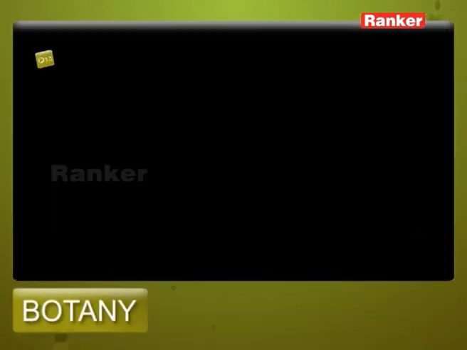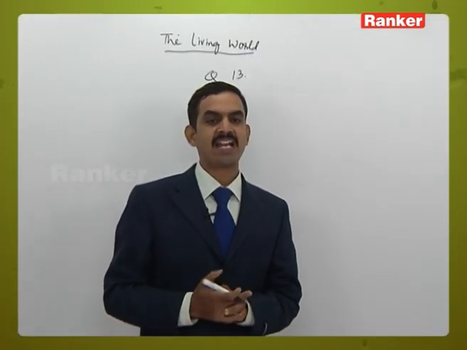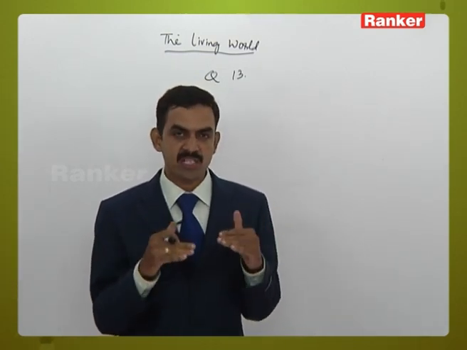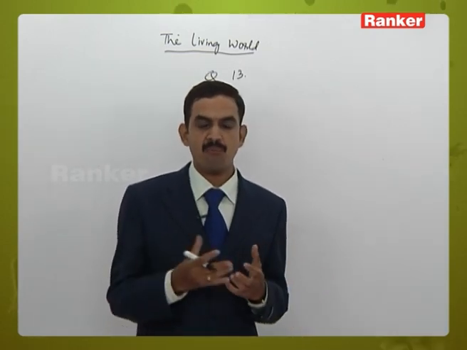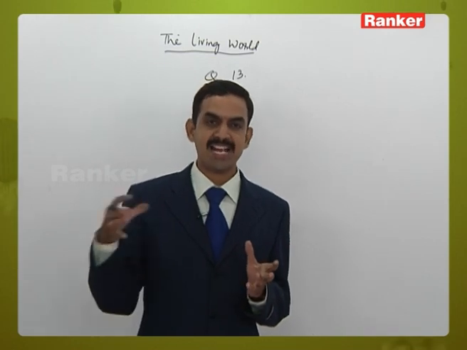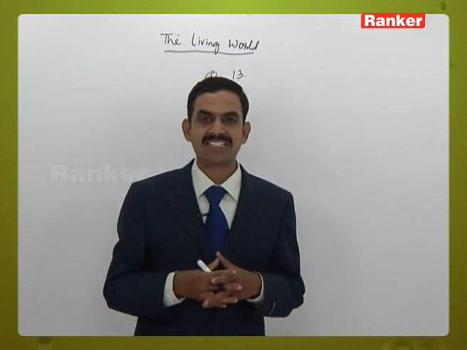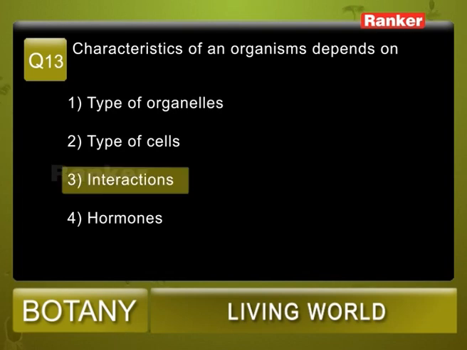Question number 13, the characteristic of an organism depends on options: 1 type of organelles, 2 types of cells, 3 interactions, and 4 hormones. Here an organism is characterized by the interactions which are taking place inside the cells, that is, the conversion of one type of component into another and the interaction between those components, which helps in the characteristic features of a particular organism. So question number 13, the correct answer is 3.